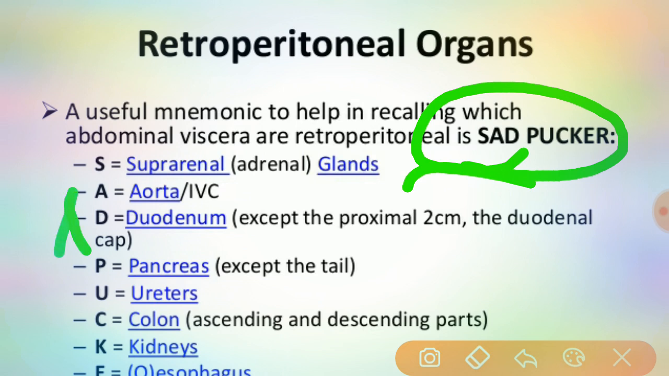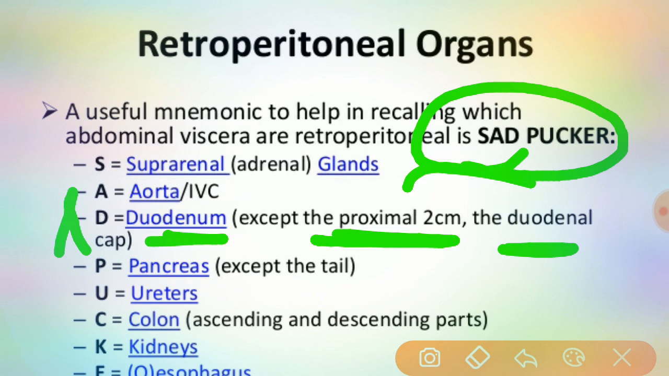SADPUCKER. S means suprarenal glands, that is, adrenal glands. The first organ of the retroperitoneal organs is the suprarenal or adrenal glands. The second one is A, the aorta. IVC means inferior vena cava. D means duodenum. In the duodenum, the proximal 2 centimeters, the duodenal cap, is excluded. P means pancreas.